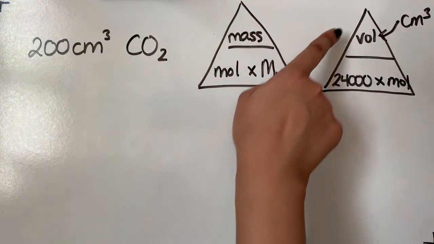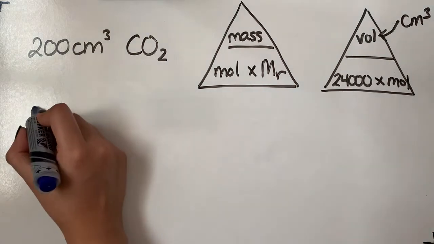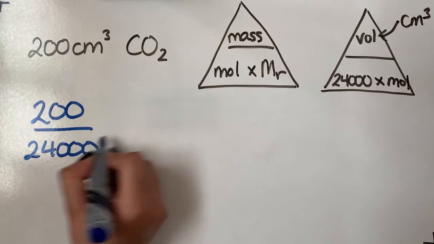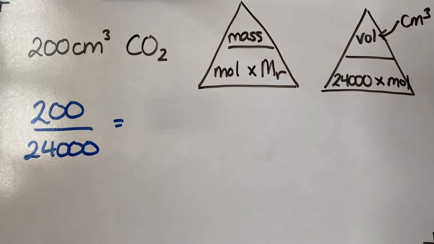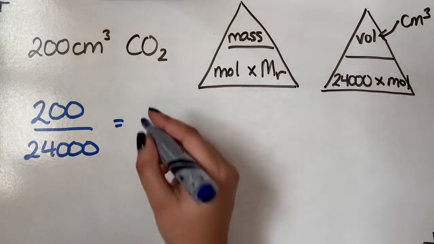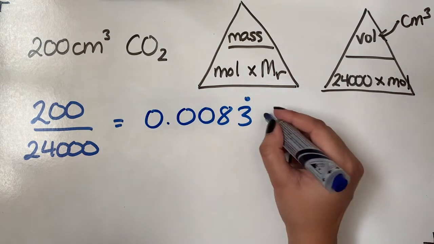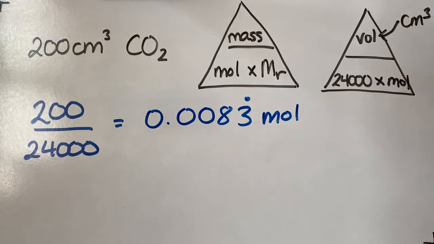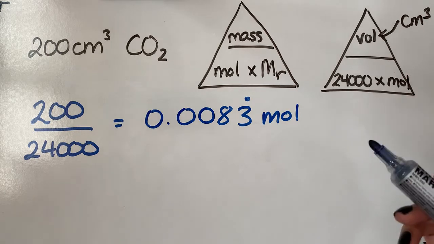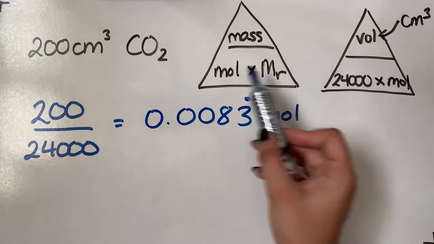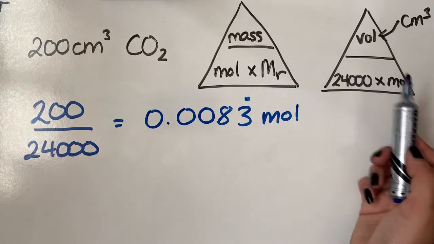So we've got the volume, so we do volume divided by 24,000. So that's 200 divided by 24,000, and that gives us 0.0083 recurring. Keep that in your calculator because we're going to use that value for the next step. We worked out the moles from over here, so we're now going to plug this into here. That's the whole point of using two equations.